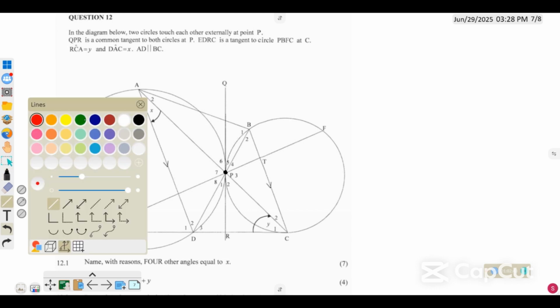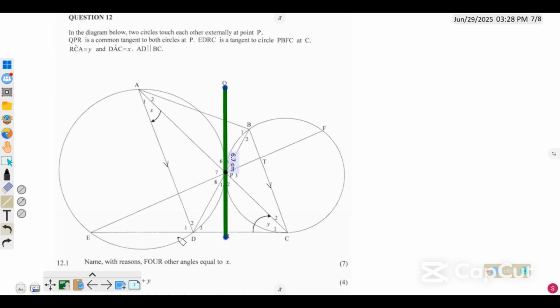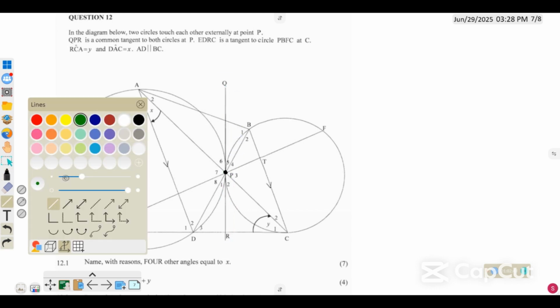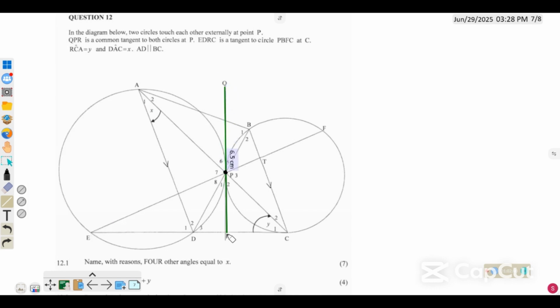Hey, tangent. This is a tangent. Don't make it that big. So we have a tangent right here at point P. EDRC is a tangent to circle PBFC at C.